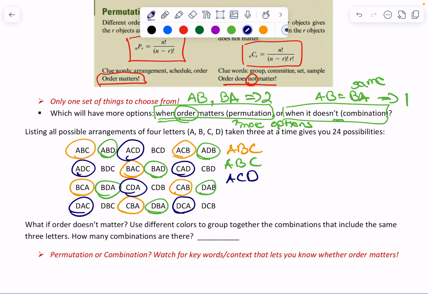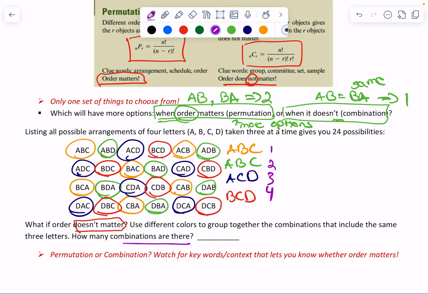Okay, next combination here is BCD. There's BDC, CBD, CDB, DBC, and DCB. Okay, so what if order doesn't matter? Use different colors. So how many combinations are there? We've got 1, 2, 3, and 4 different combinations if the order does not matter.